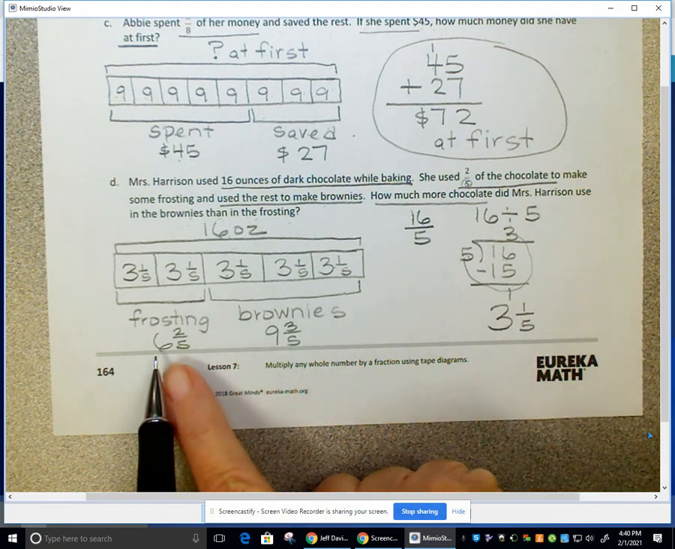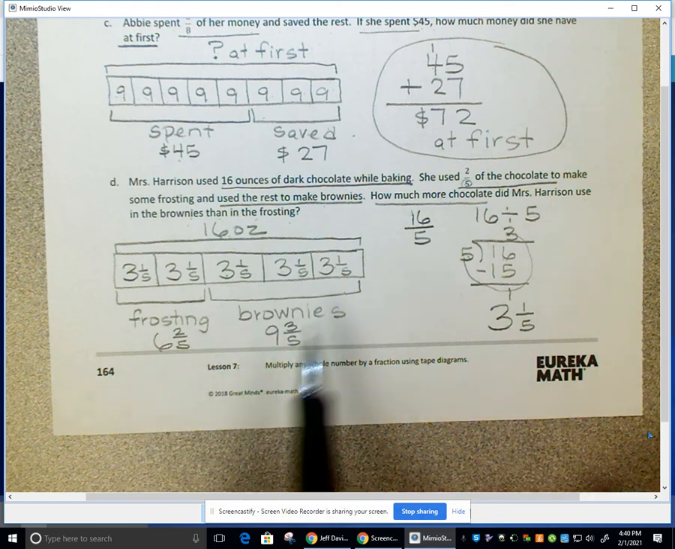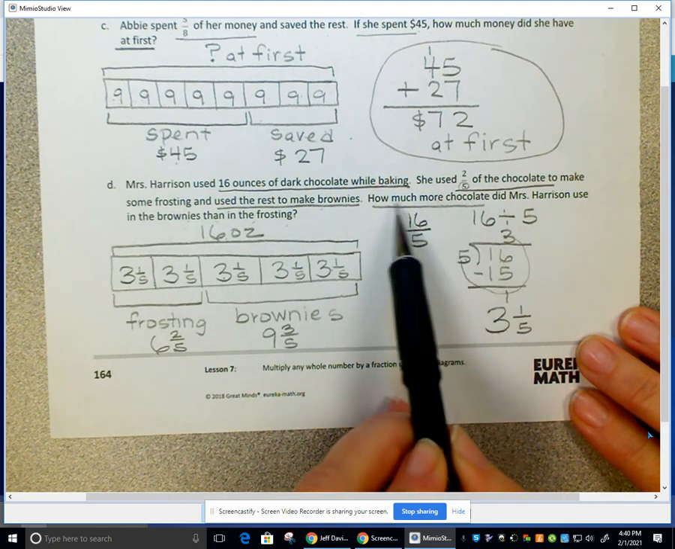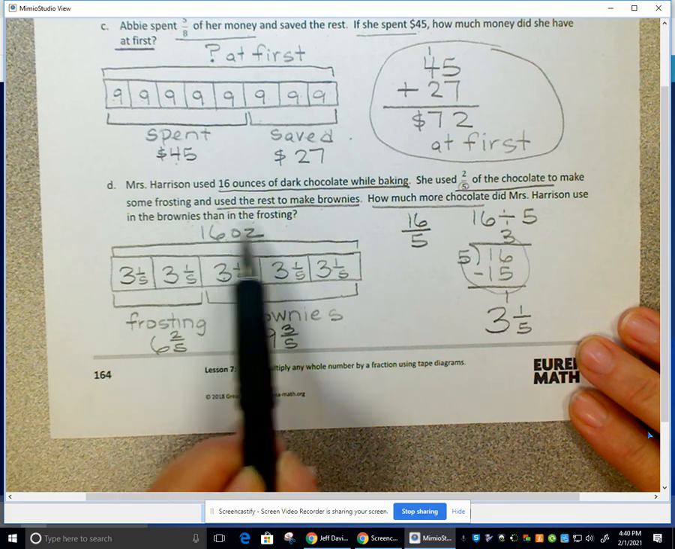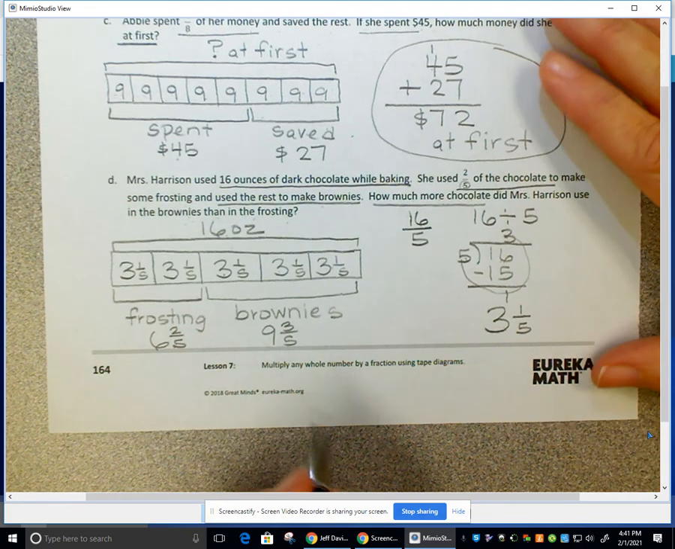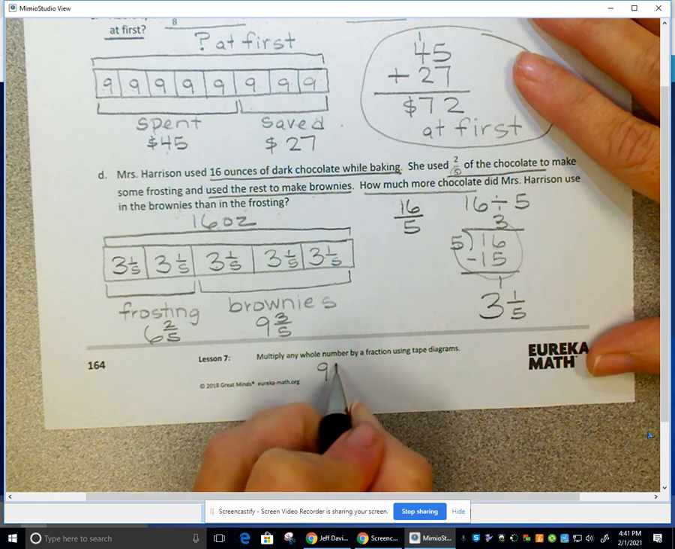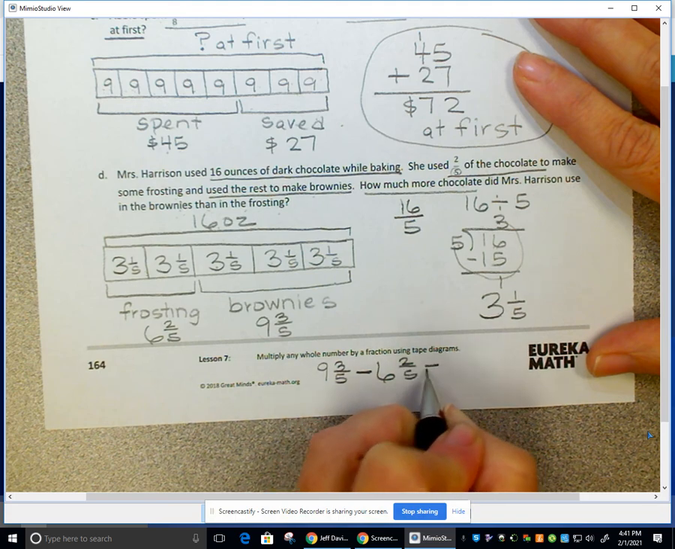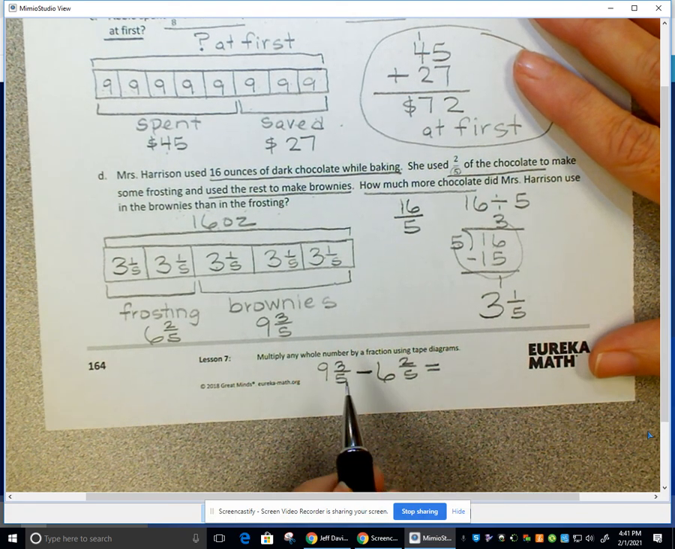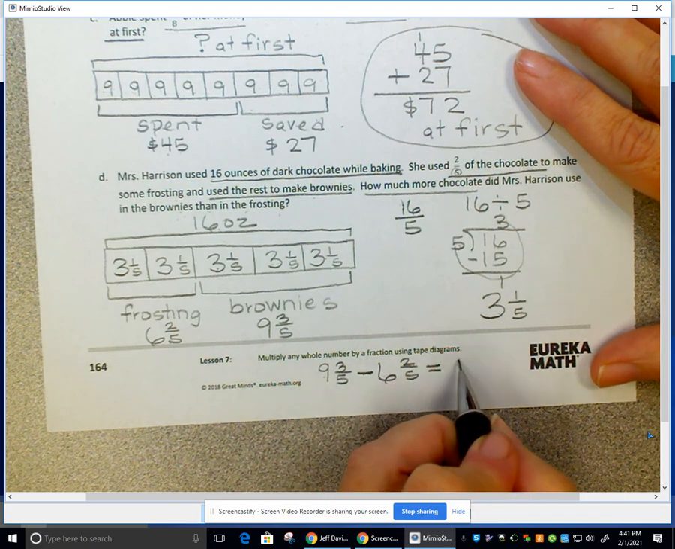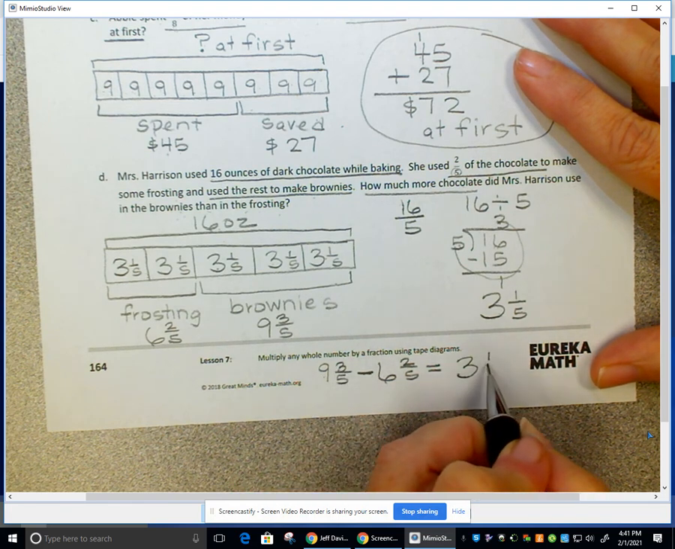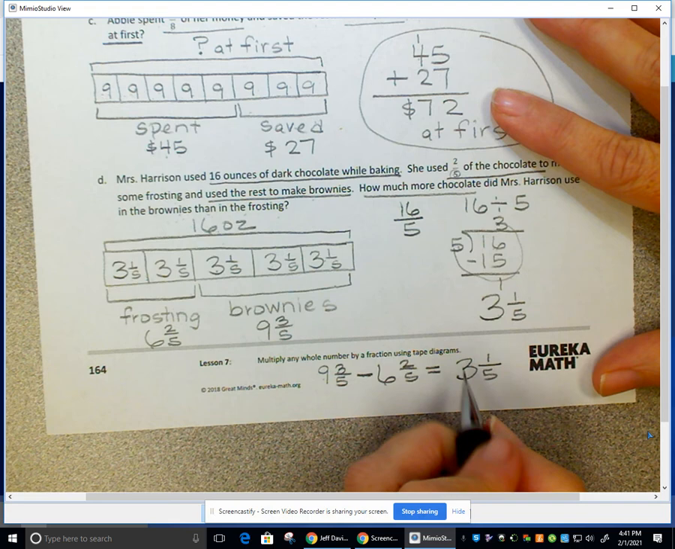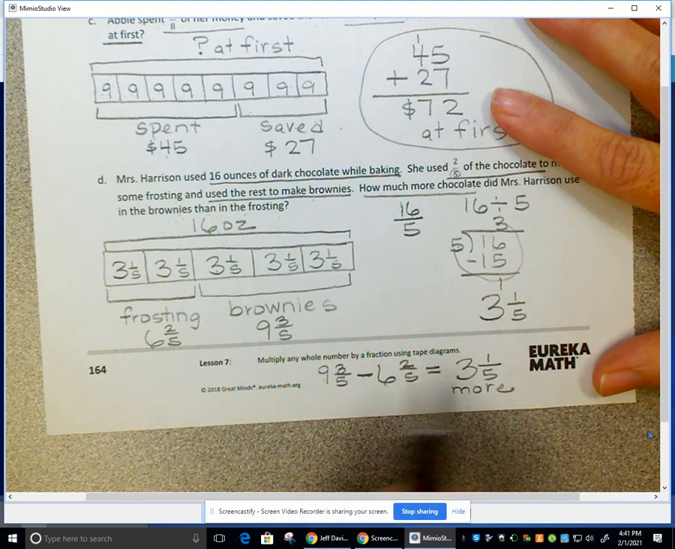But remember, we can't say 6 minus 9. Remember, they're saying how much more chocolate did she use in the brownies than the frosting? So brownies has to go first. So I would say 9 3/5 minus 6 2/5. And my answer, simple subtraction, thankfully, 9 minus 6 is 3. 3 minus 2 is 1/5. So she used 3 1/5 ounces more to make the brownies.